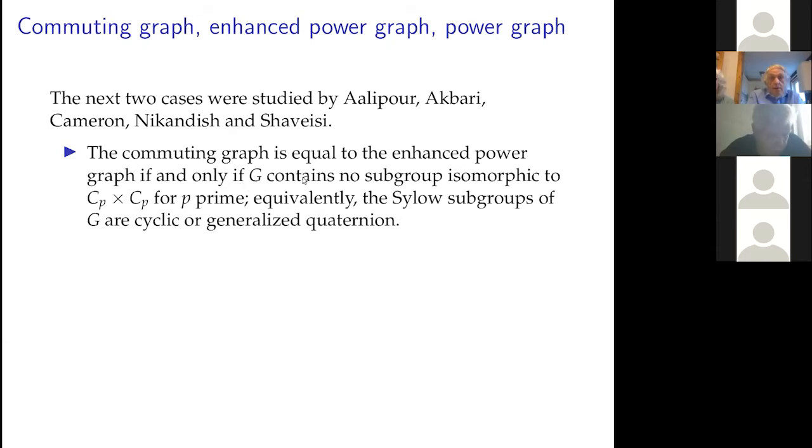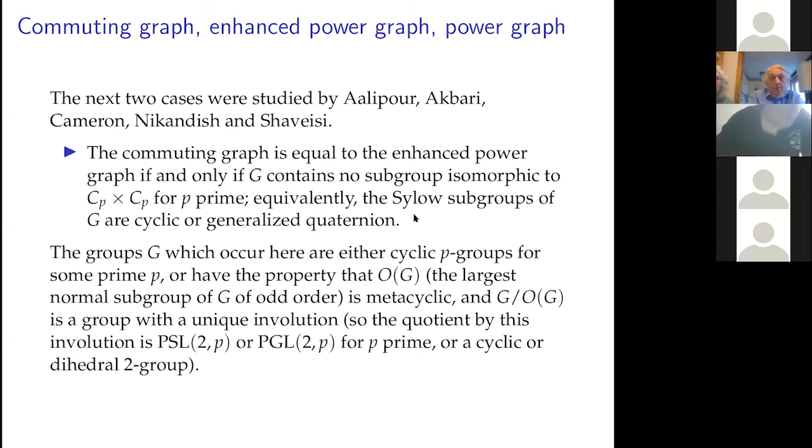So that means that G can contain no subgroup isomorphic to C_p × C_p for p prime. It can't contain the direct product of 2 groups of prime order because generators of those 2 groups commute, but there's no element of which they're both powers. And so that says that the Sylow subgroups of G are cyclic or generalized quaternion. And we can say a lot about these groups. In fact, we can pretty much completely say what they are.